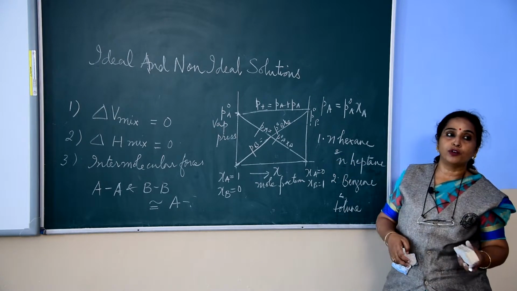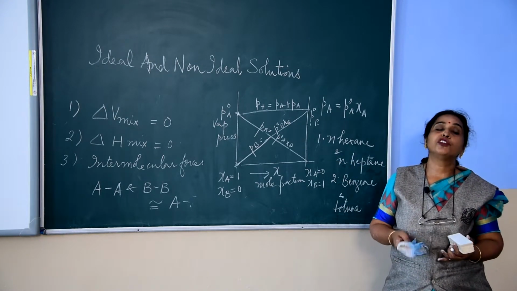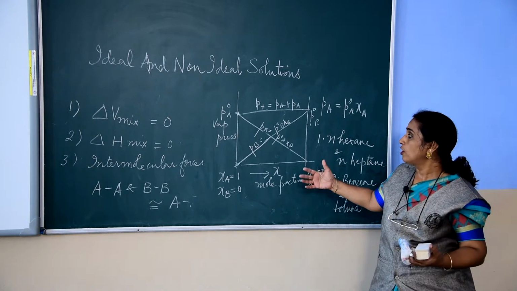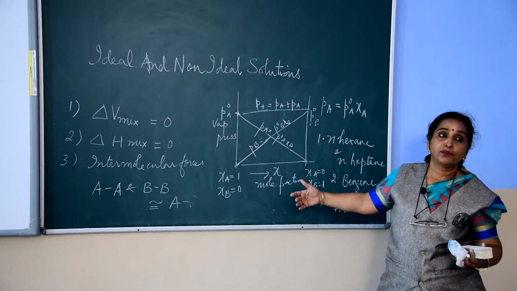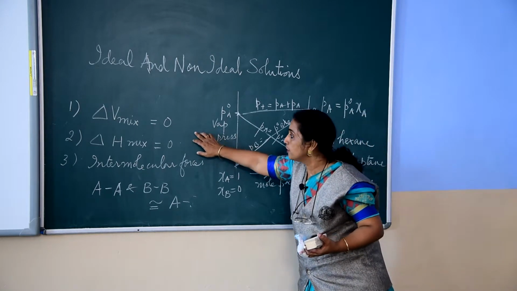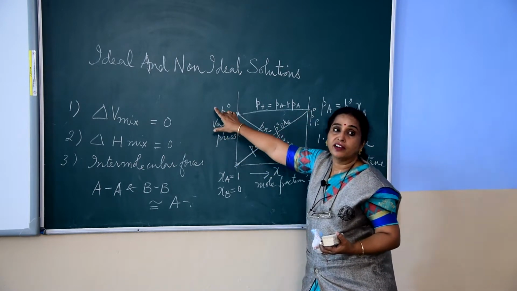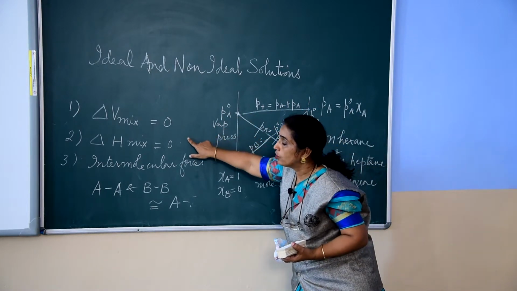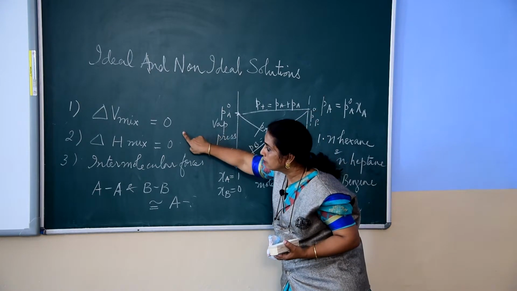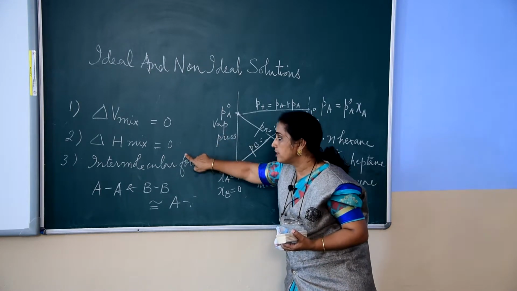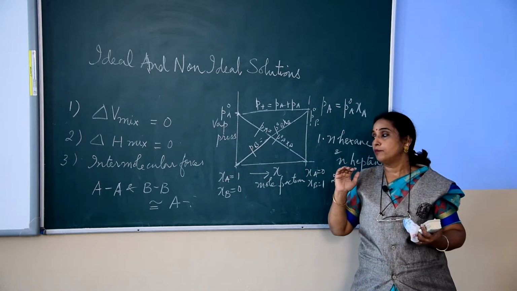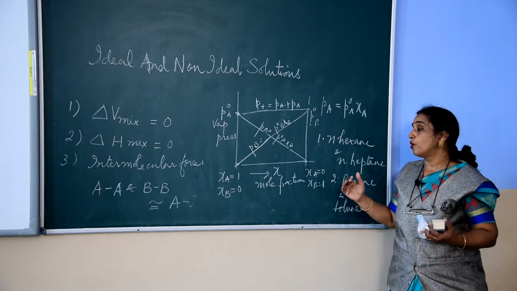So, those compounds or those substances which obey Raoult's law under similar conditions, that is all conditions of temperature and concentration, they exhibit ideal behavior or they are called ideal solutions. For example, for ideal solutions, delta V mix is 0, delta H mix is 0, the intermolecular forces between AA and BB is almost equal to AB.